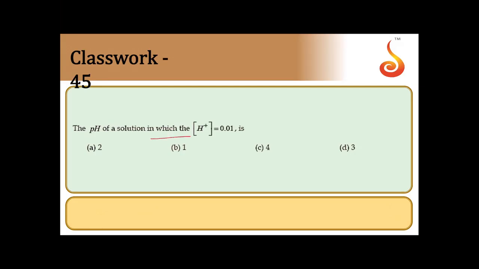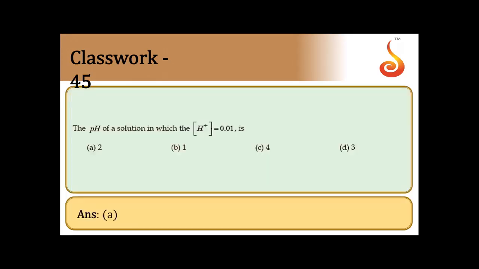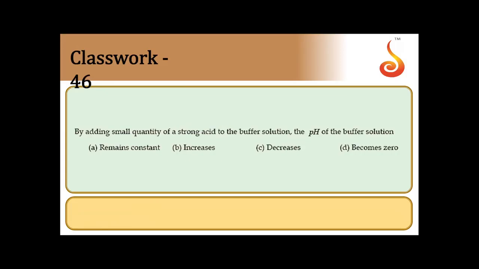Then 45. The pH of a solution in which H plus is 0.01. So they have given the concentration of H plus, asking us the pH of the solution. So H plus is given as 10 to the power of minus 2. Therefore, direct question, pH is equal to 2 itself. pH is 2. Answer is option A. A is the answer here.